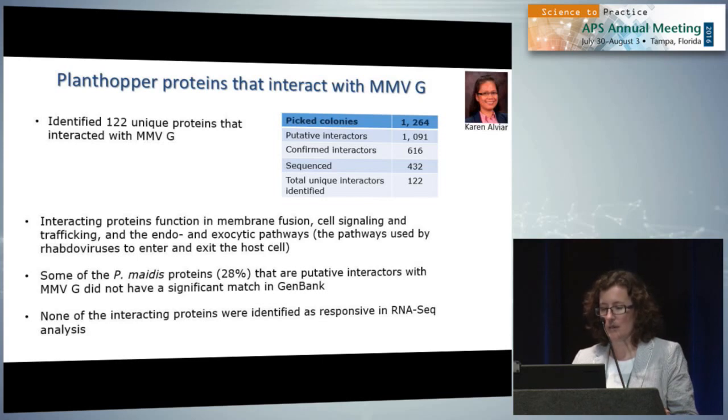We also found that 28% of those proteins were not annotated, so a pretty good percentage of those proteins we were able to identify a possible function for in the virus life cycle. A lot of people ask whether any of the interacting proteins were also identified in the RNA-seq analysis, and we saw no overlap between those experiments. So it is definitely a different class of interactions: what's binding versus what's responding in the insect vector.